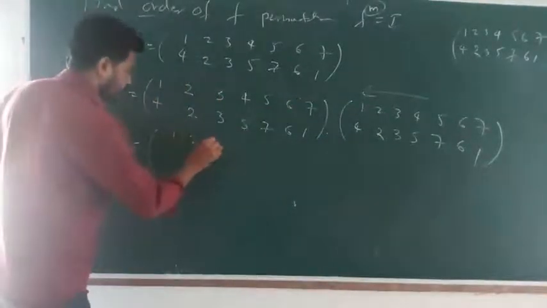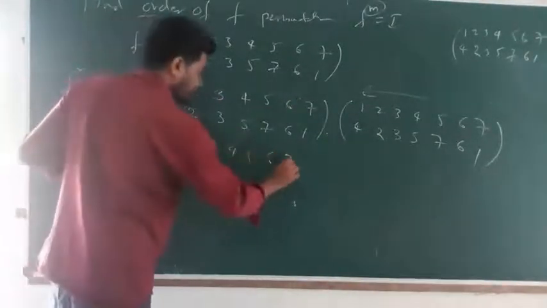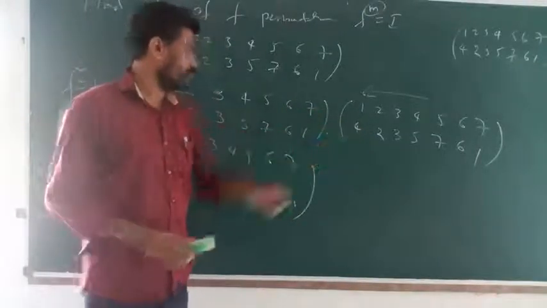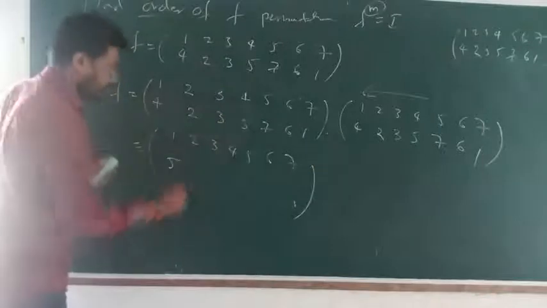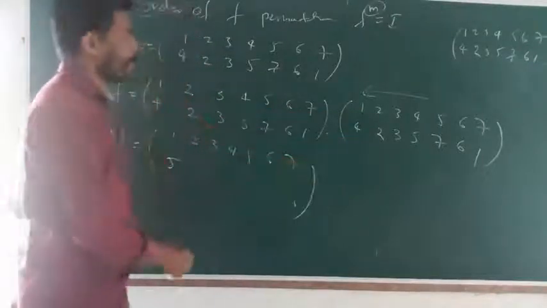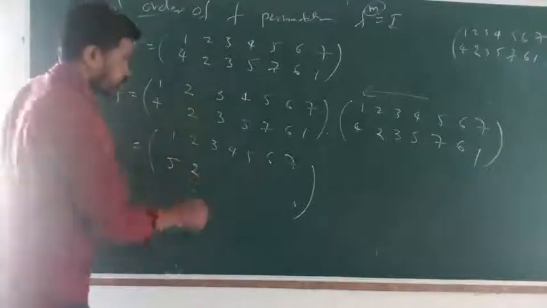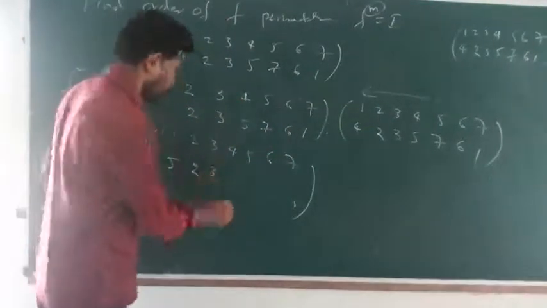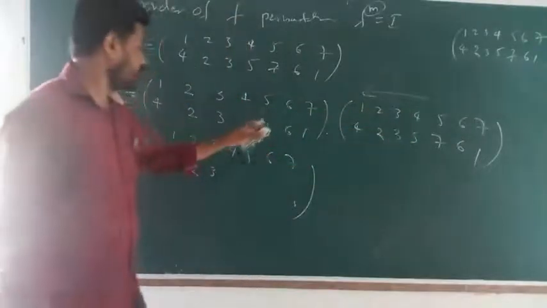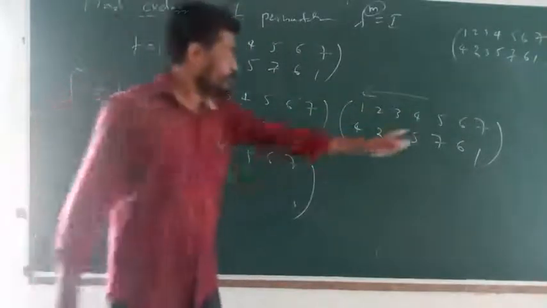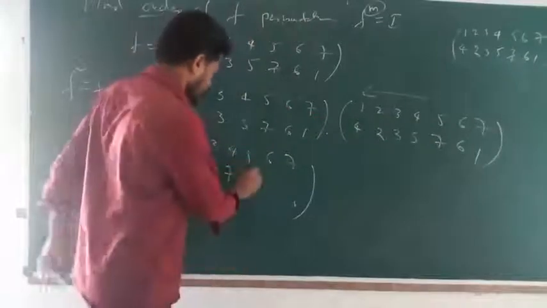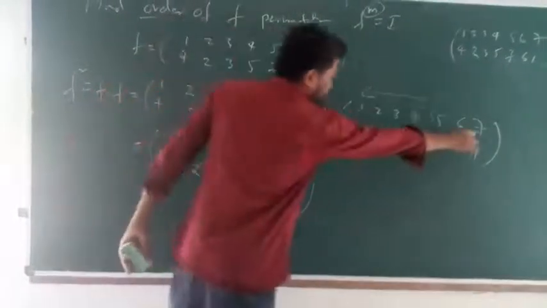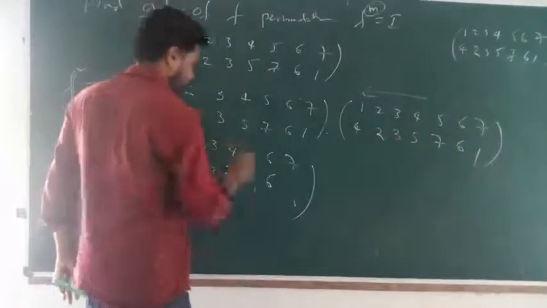You can write down 1, 2, 3, 4, 5, 6, 7. Complete the product of two permutations. 1 maps to 4, 4 maps to 5, 2 maps to 2, 2 maps to 2. Next, 3 maps to 3. Next on this side, 3 maps to 3, 4 maps to 5, 5 maps to 7, 5 maps to 7, 7 maps to 1, 6 maps to 6, 6 maps to 6, 7 maps to 1, 1 maps to 4.